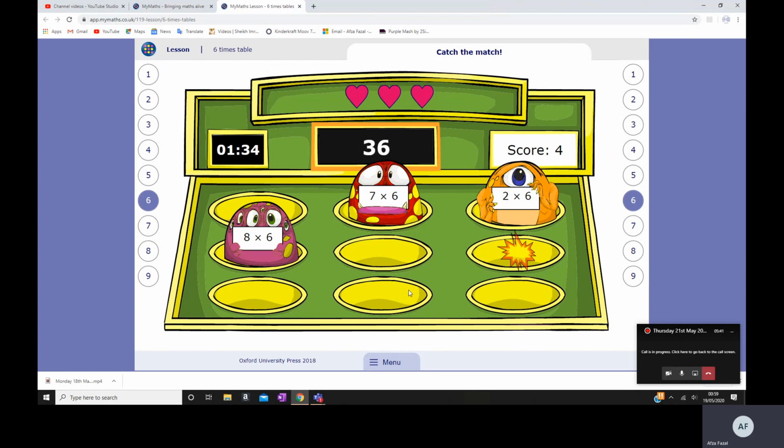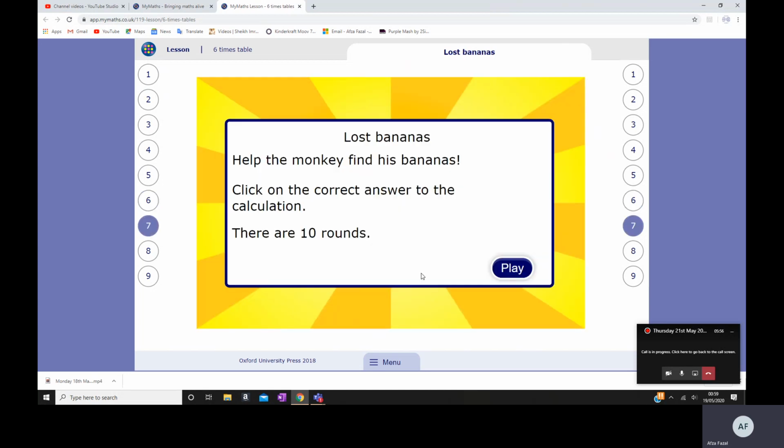36. 6. 6 times 6 is 36, so I want to go with that one. 36, again, 6 times 6. Okay, and that's how you do that. So you watch the alien, just got the calculation.